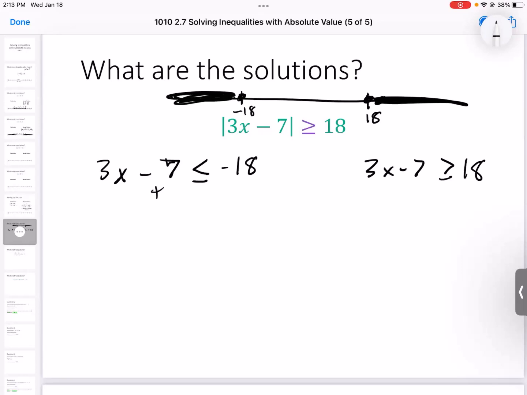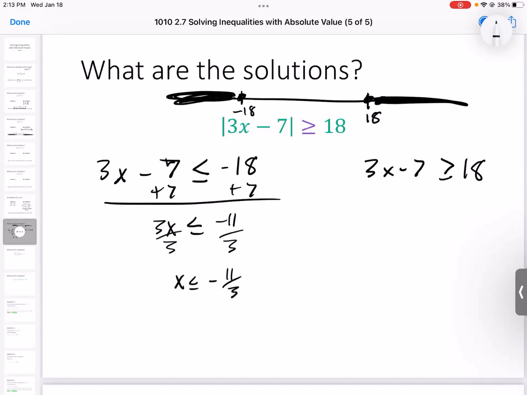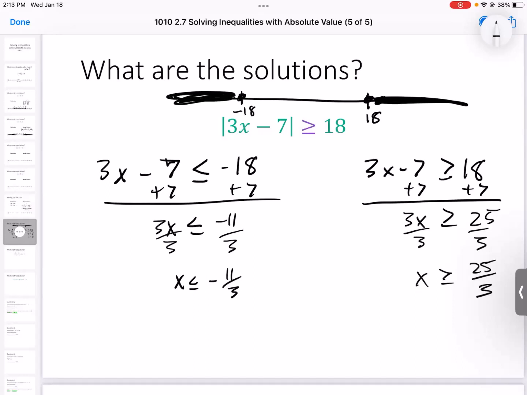So you'd add 7 to both sides, which gives 3X is less than or equal to negative 11. Divide by 3, and you get X is less than or equal to negative 11 thirds. On this one, the process is the same, but you get a slightly different number because the 18 isn't negative. So what would that be? 25, I think. Divide by 3, and you get X is greater than or equal to 25 thirds.